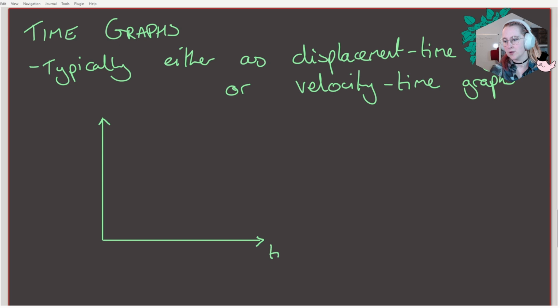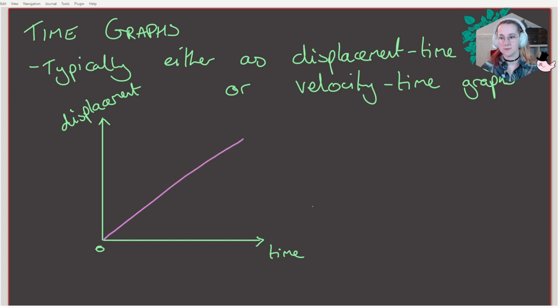So we tend to draw time along the bottom, and let's do displacement first. Label the axes, because we should always label our axes. It's very important. So basically what this is saying is, as time is progressing along the bottom, you're talking about your displacement, so your distance away from the origin. So if I were to start walking at some rate, I would get maybe something like this.